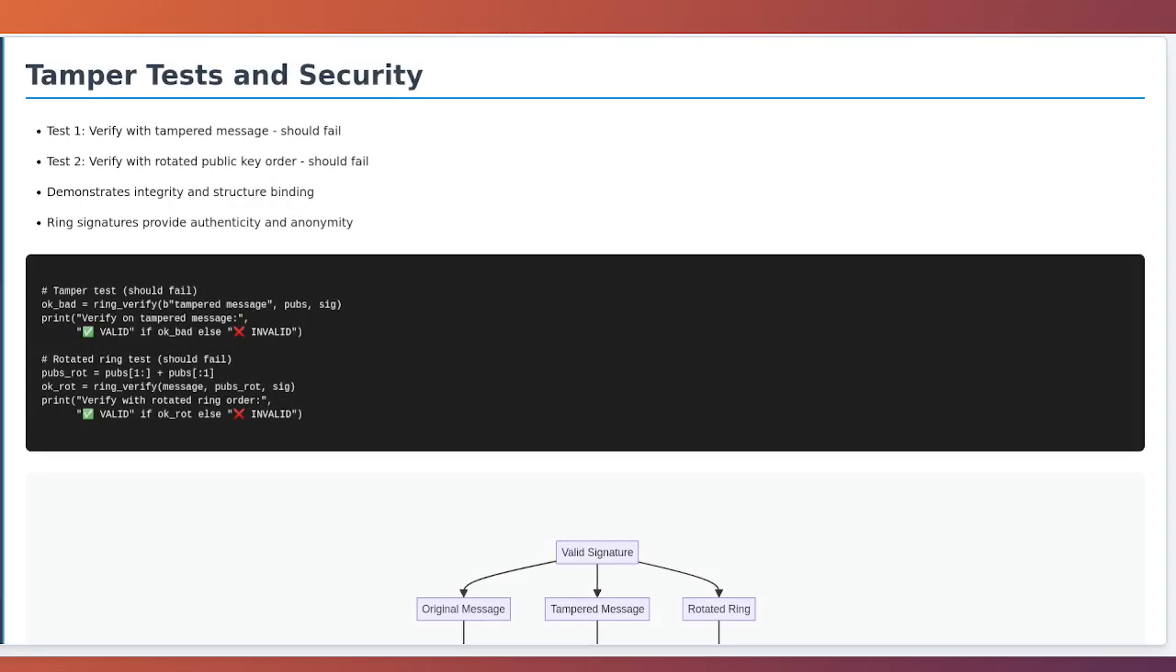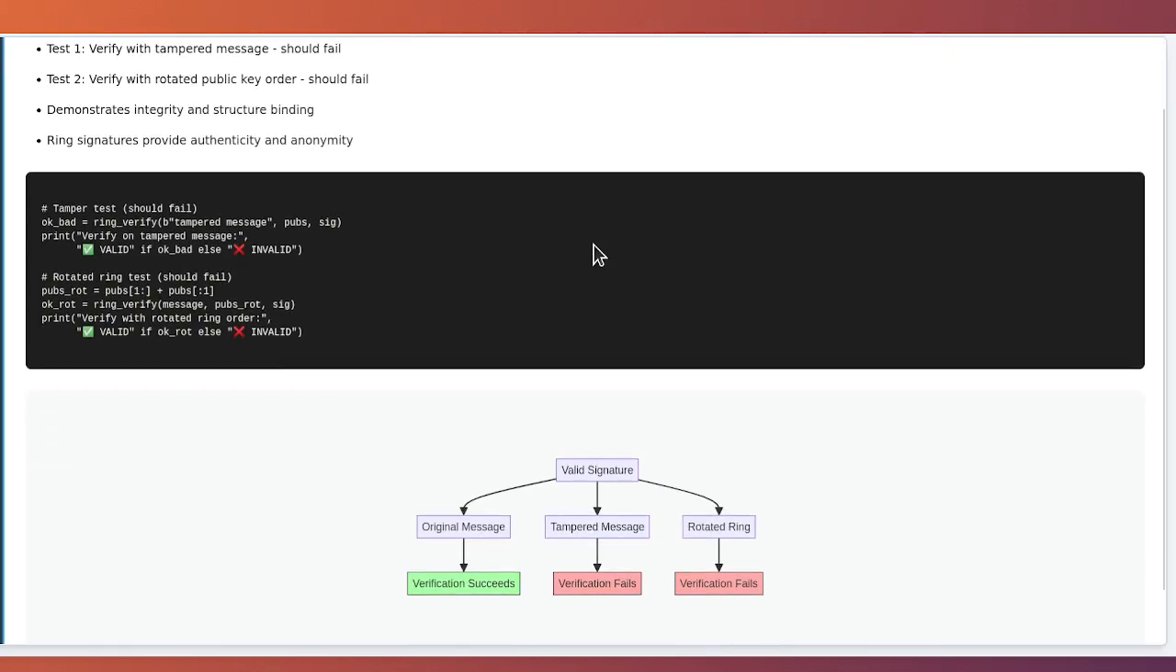Tamper tests and conclusion. The demonstration concludes with negative tests that verify the signature system correctly rejects invalid signatures. These tests are crucial for confirming that the cryptographic construction actually provides security and authenticity, not just anonymity.